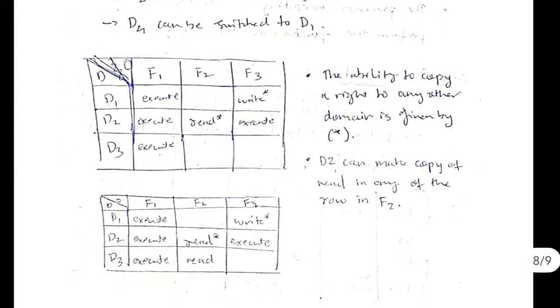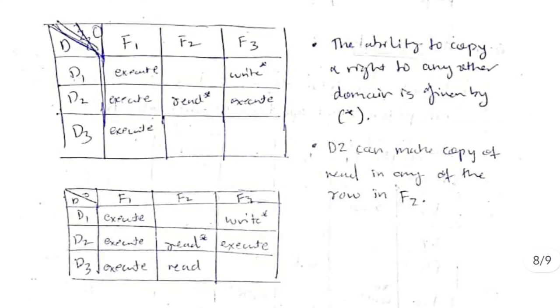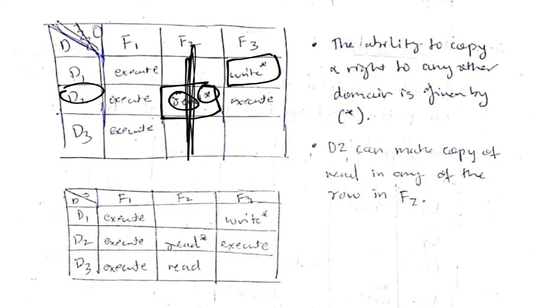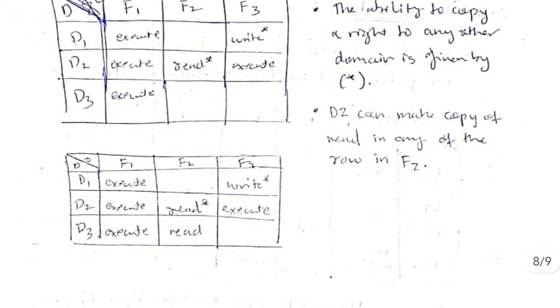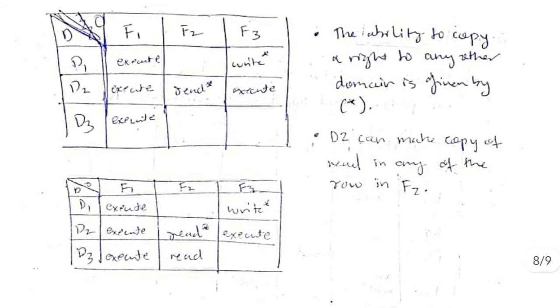The next one is copy. See here, as you can see, read star is there and write star is there. Wherever star is there, that domain can make this copy in the same column. Since star is there, D2 can make read here also, here also. So it has been made here in this case. Then D3 can also read the data in F2. That is specified by the star symbol here.